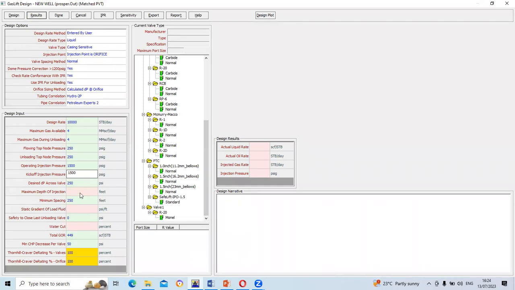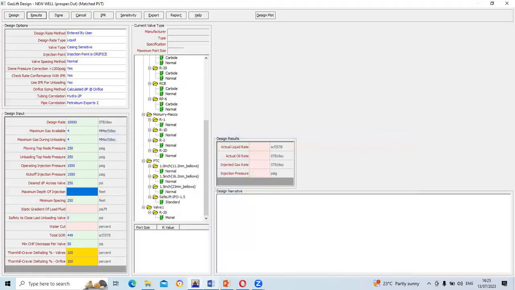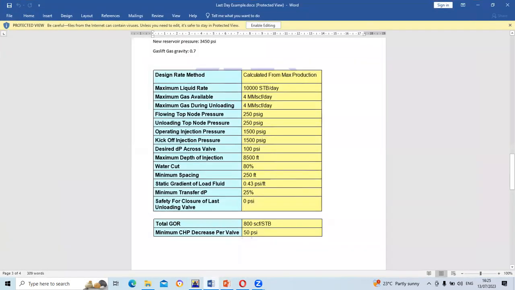All right, maximum depth of injection. Maybe we're having 8,500 here, but there's still no problem. I think the last case, what I put was 5,000. So let's just put maximum depth of injection around 4,000 there. Static gradient of load fluid. So we have 0.43. Maximum transfer change in pressure 25%.